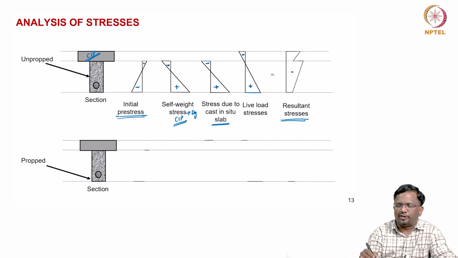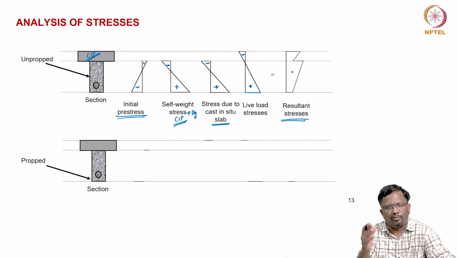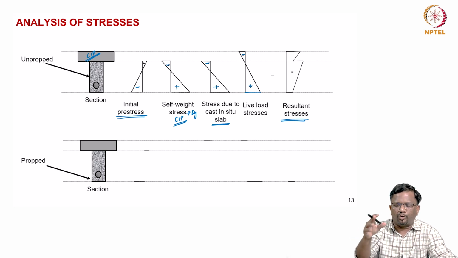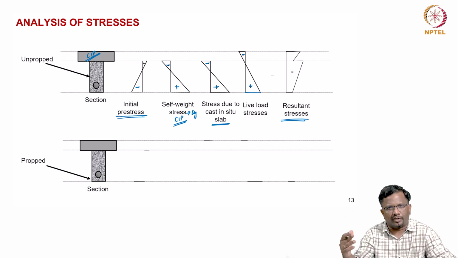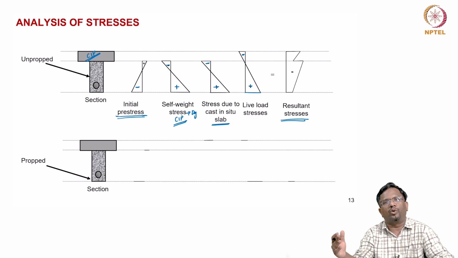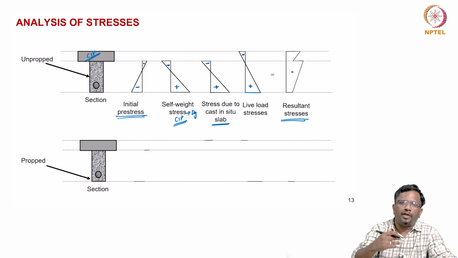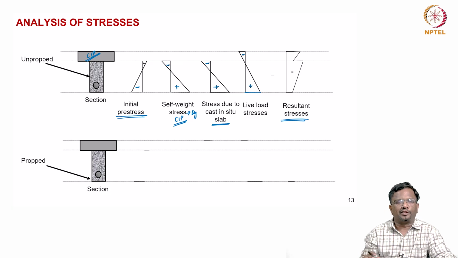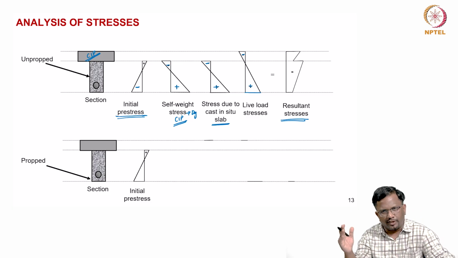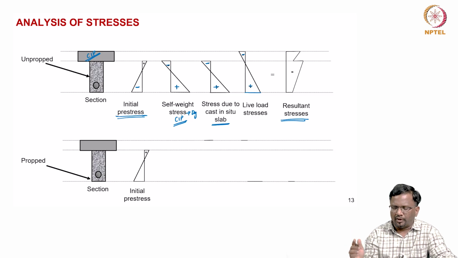So, this is your initial pre-stress, where there will be a concentric component and a pre-stressing moment effect, then the self-weight of the girder itself, then the self-weight of the cast in place slab, then the live load. Only the live load will be resisted by the entire composite section. Now, when the section is propped, that means you have a lot of additional supports, then what happens?